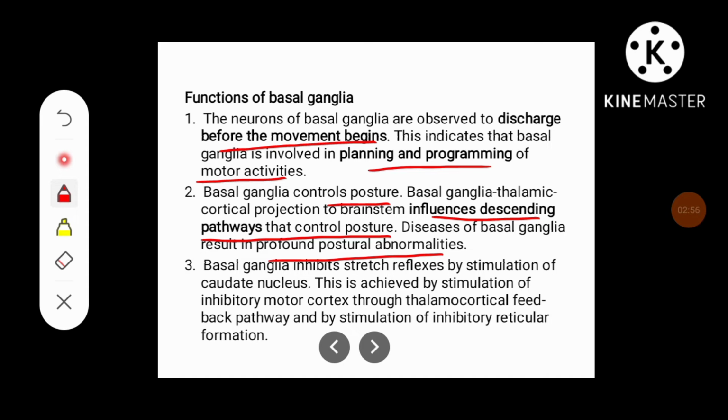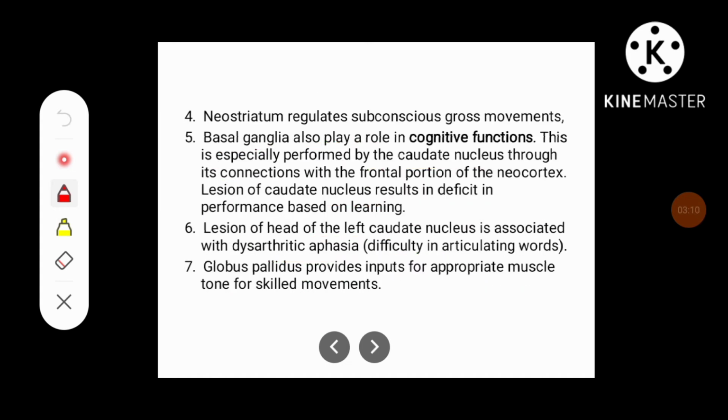Basal ganglia inhibit stretch reflexes by stimulation of caudate nucleus. This is achieved by stimulation of inhibitory motor cortex through thalamocortical feedback pathway and stimulation of inhibitory reticular formation. Neostriatum regulates subconscious gross movements. Basal ganglia also play a role in cognitive function. This is especially performed by the caudate nucleus through its connection with the frontal portion of the neocortex.